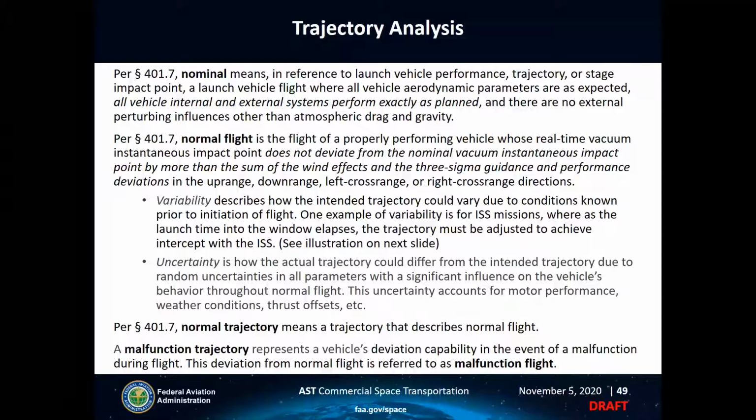Uncertainty is how the actual trajectory could differ from the intended trajectory due to random uncertainties in all the parameters which have a significant influence on the vehicle's behavior throughout normal flight. This uncertainty accounts for factors such as motor performance, weather conditions, thrust offsets, and the like. Normal trajectory means a trajectory that describes normal flight. A malfunction trajectory represents a vehicle's deviation capability in the event of a malfunction during flight. This deviation from normal flight is referred to as malfunction flight. Next slide, please.